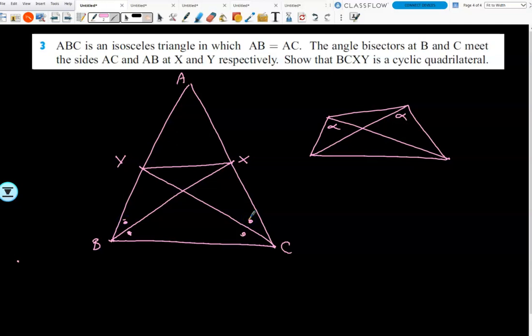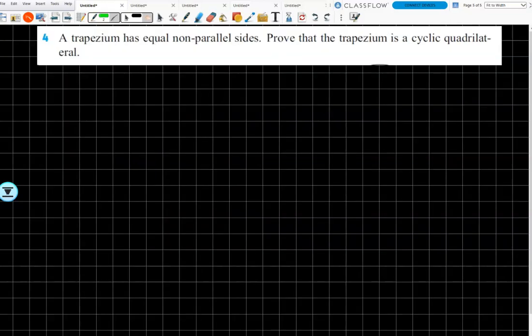No. No, it can be either. All right, that's it. Trapezium has equal non-parallel sides. Let's have a think about this.